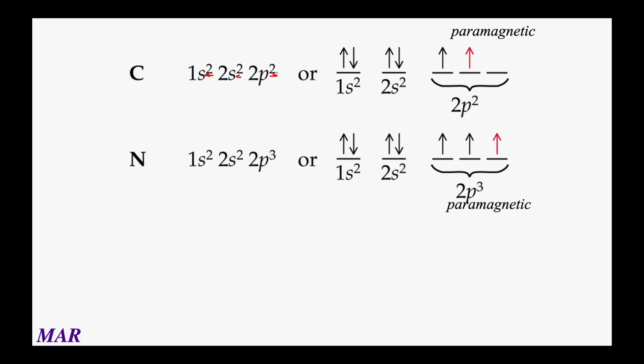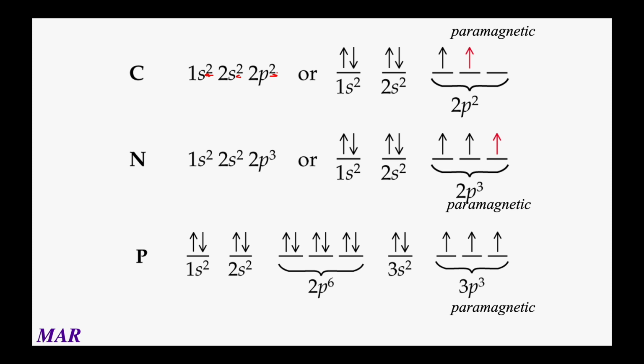Nitrogen is 2p3. It has one more electron than carbon. So nitrogen is also paramagnetic. It has 3 unpaired electrons. Again, you don't pair up anything until you have to. Those electrons want to be in their own room if they can.